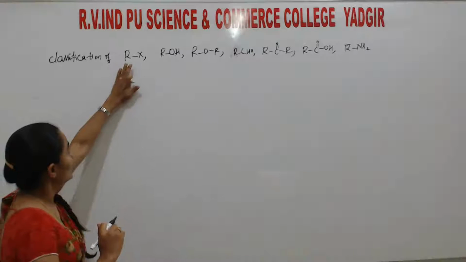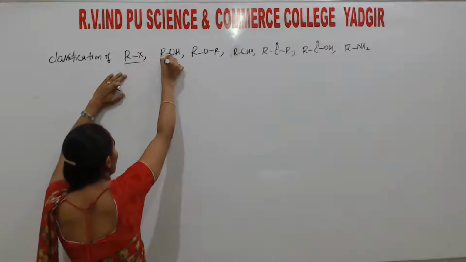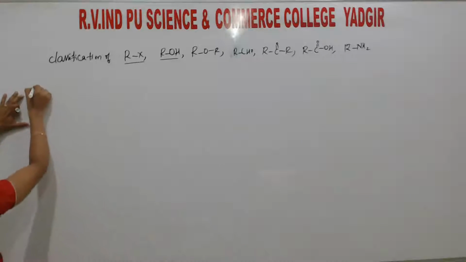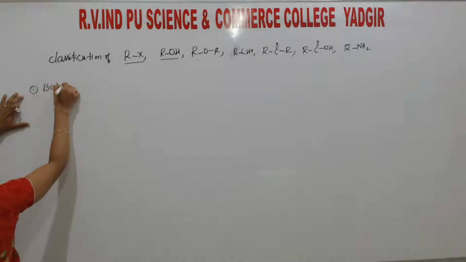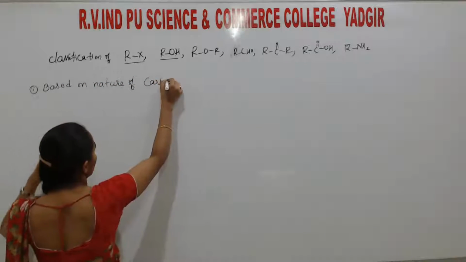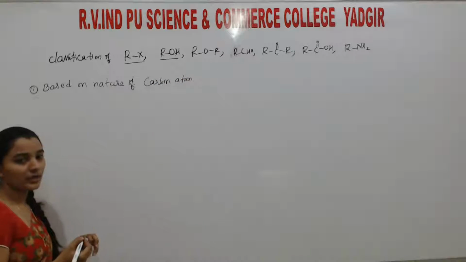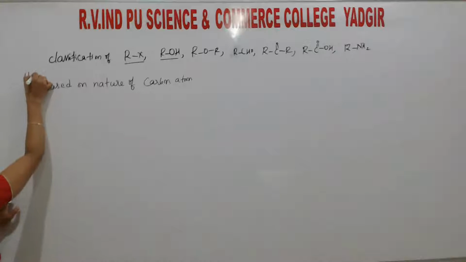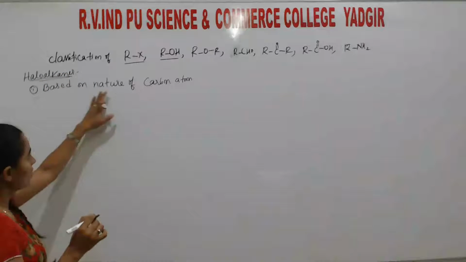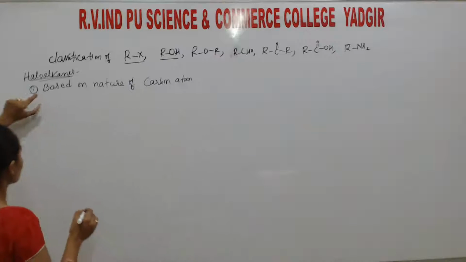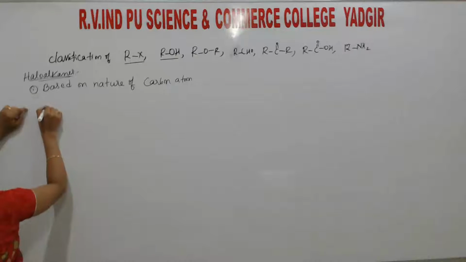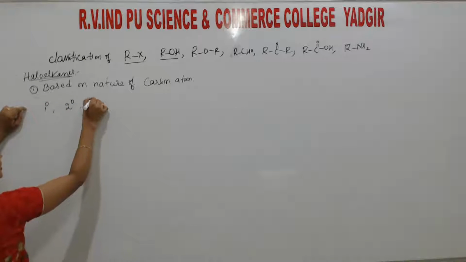So, listen. In haloalkanes and haloarenes, a type of classification is the same. The first one is based on the nature of carbon atom. In haloalkanes, the first type based on nature of carbon atom is primary, secondary and tertiary.